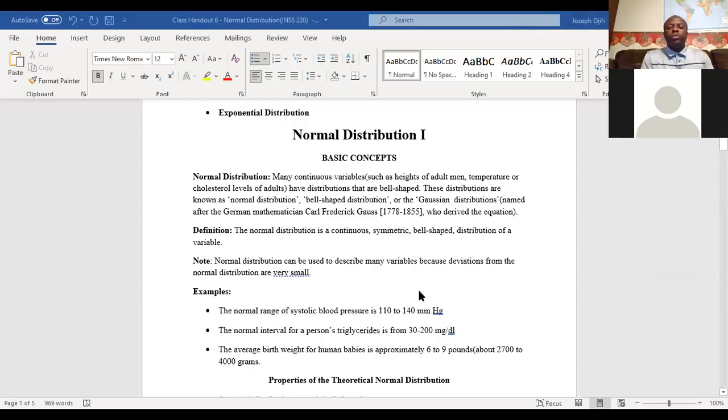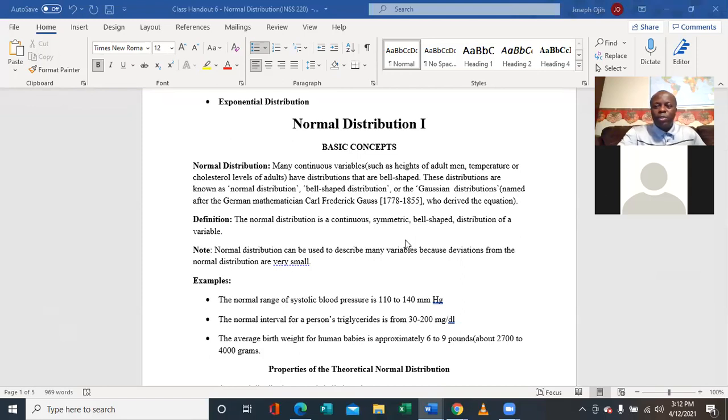All right. Like I said, today we are working on the normal distribution. The basic concept: many continuous variables. Remember, continuous variables are those that can be measured, not counted. Discrete variables can be counted, but continuous ones cannot. Examples are the height of men or women, temperature, cholesterol level of adults, and so on.